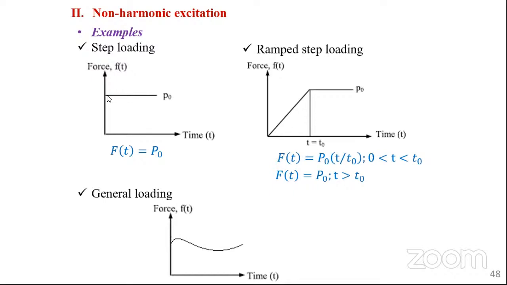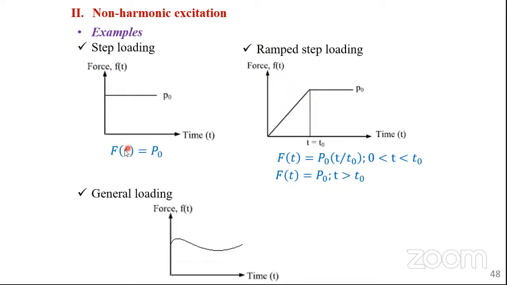You see, in the first case the load P naught does not vary with time, but it's applied up to a certain time, right? Now, the ramped step loading is where the load first increases, then remains constant. The general loading case is where we assume the function is not a sinusoidal function, but the curve is just random, okay? So what we are saying is that these cases can be expressed as a function of time.